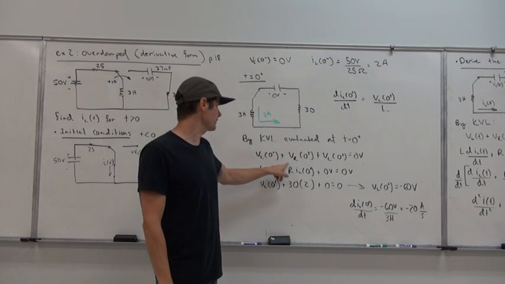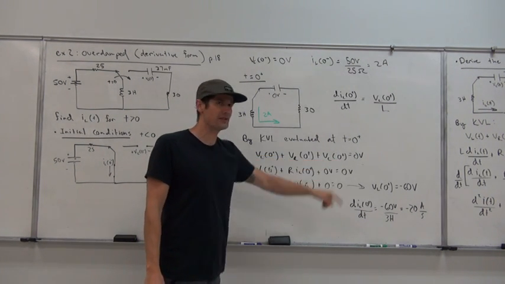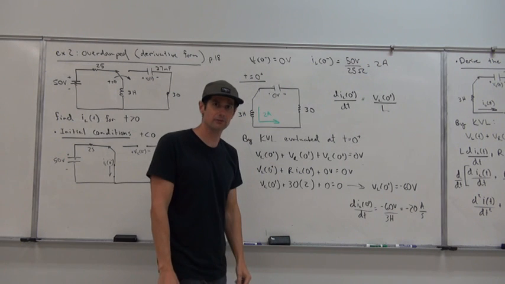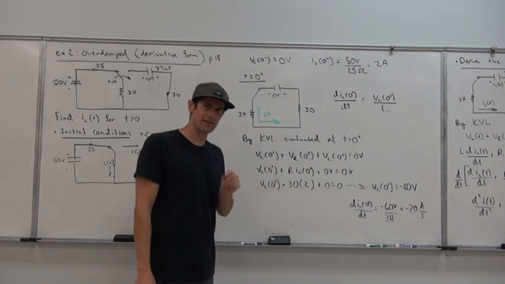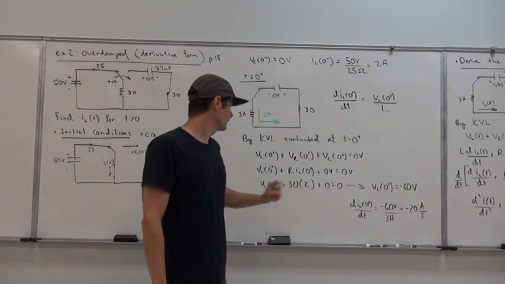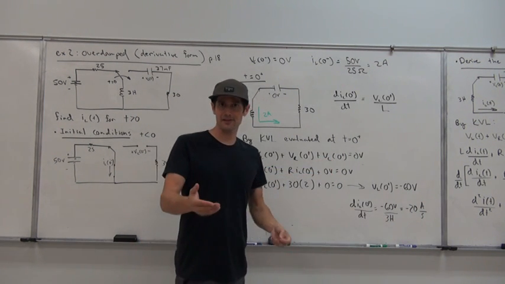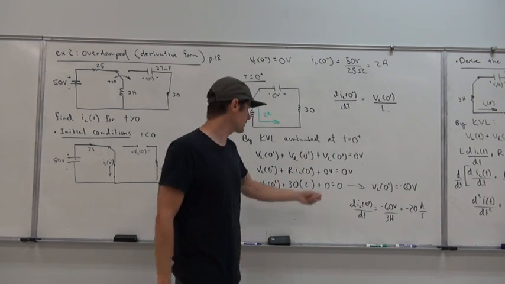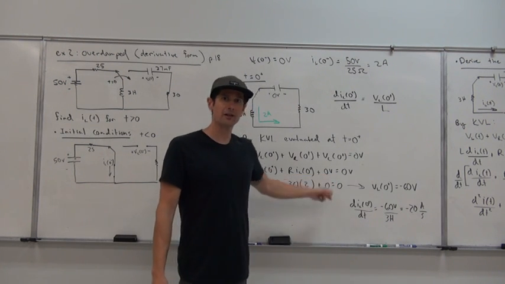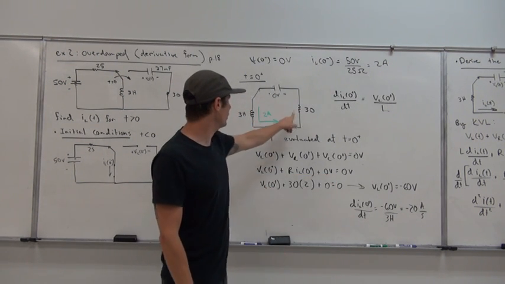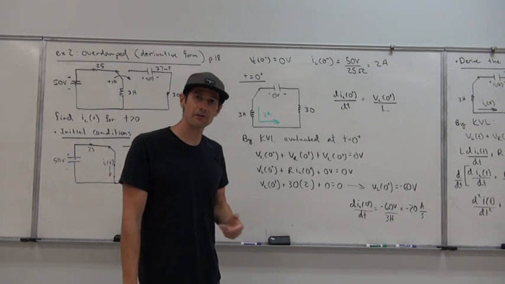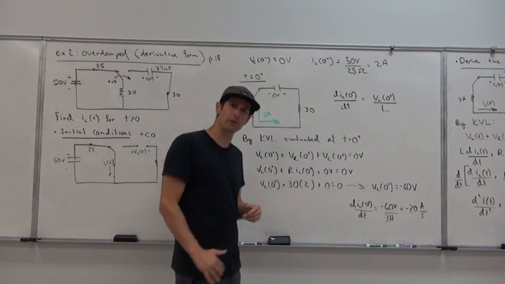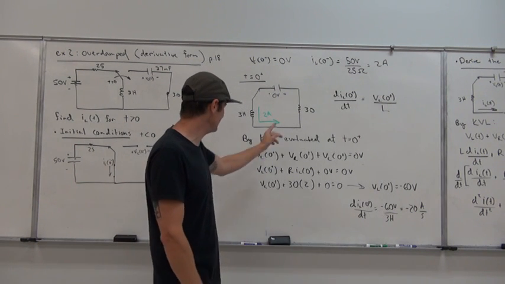VL of 0 plus plus VR of 0 plus plus VC of 0 plus is obviously going to be equal to 0. Now, VL of 0 plus is exactly what we're looking to find. VC of 0 plus, since that can't instantaneously change, is still held to 0 volts. But we now have a current that's going to flow into the 25 ohm resistor at t equals 0 plus, and that's going to drive a voltage across it at that instant in time.